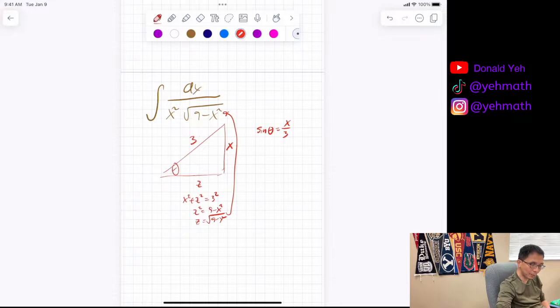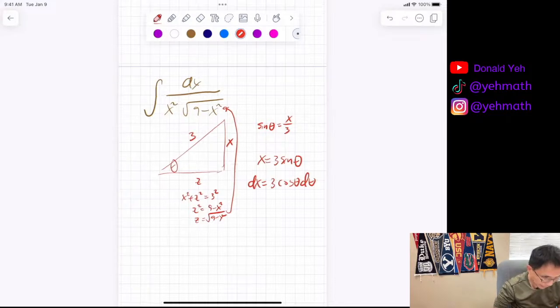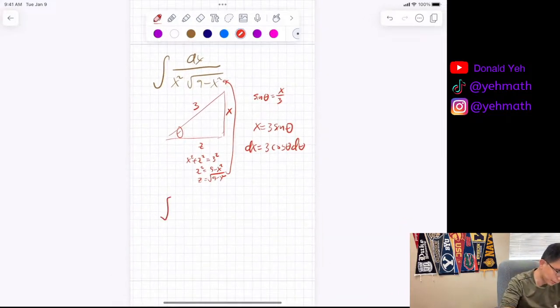So let's just start with x equal to 3 sine theta. Do you see that? Yep. Reba, do you see that? I just moved the 3 to the other side. So x is equal to 3 sine theta. And then you also solve for dx, which is to take a derivative. So it'd be 3 cosine theta d theta. Now just substitute everything there. I'll give you some time to substitute.